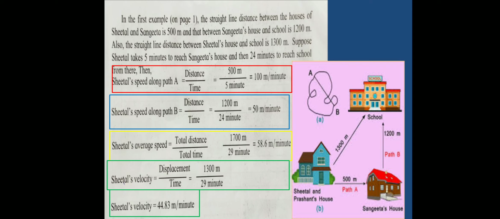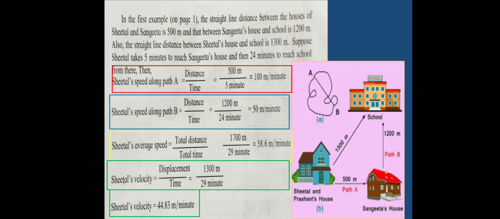Next, Sheetal's speed along path B. You can see in the diagram, after that Sheetal reaches school, the time required is 24 minutes and the distance is 1200 meter. So Sheetal's speed along path B is equal to distance upon time, you can see in the blue box, 1200 meter divided by 24 minutes, which is equal to 50 meter per minute.